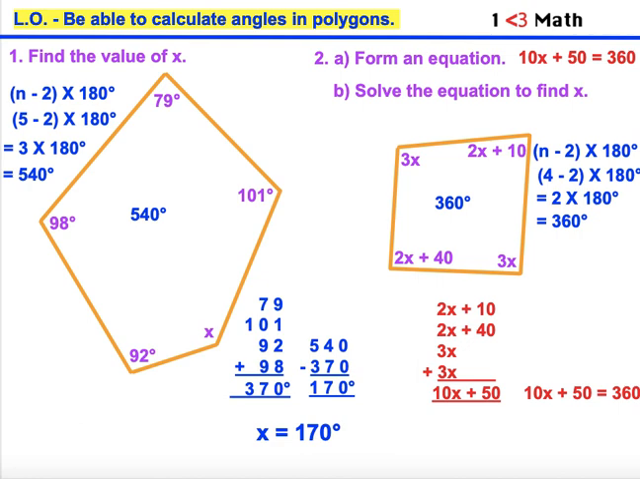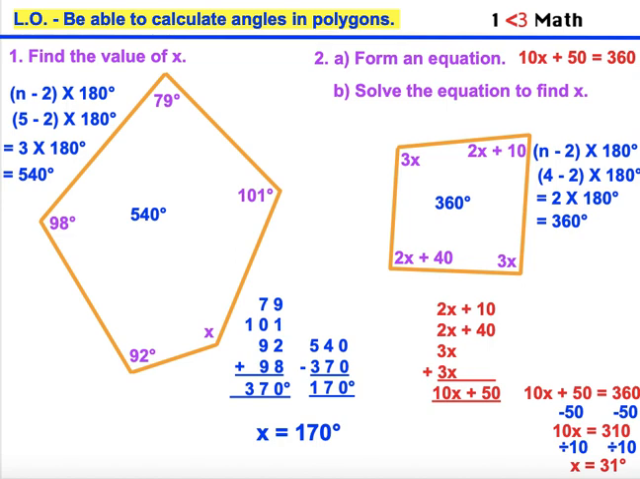Now we move on to part B, to solve the equation. The first thing I'm going to do is subtract 50 from both sides, because I'm doing the inverse of plus 50. That gives me 10x equals 310. Then I need to divide both sides by 10 to get the value of x. Dividing both sides by 10, I get 1x because 10 divided by 10 is 1, but I don't write 1x because it's not polite, so I'm just going to write x equals 310 divided by 10 is 31 degrees. So that's our answer: x equals 31 degrees.